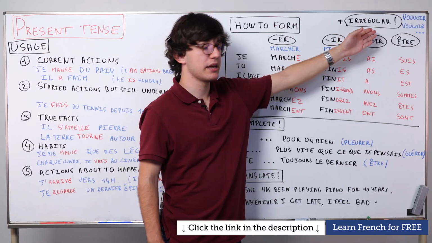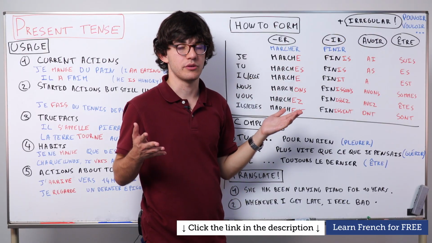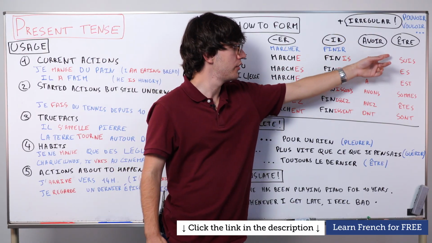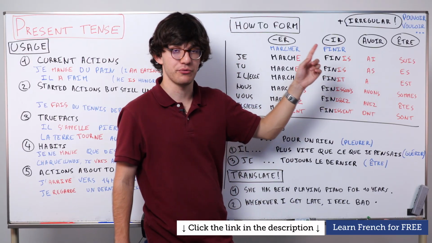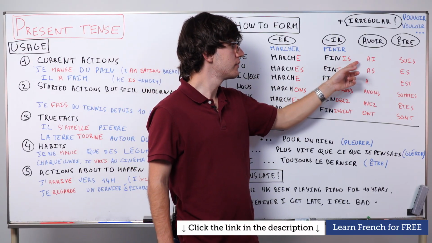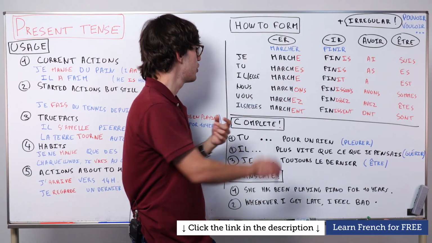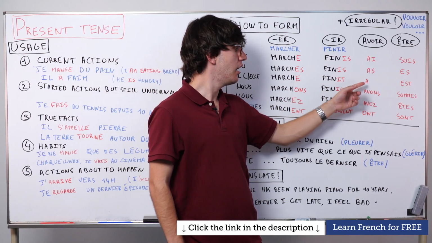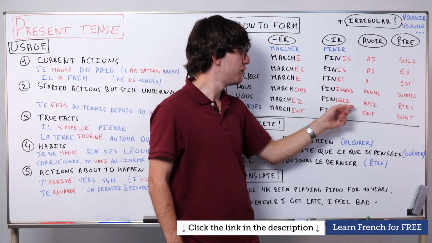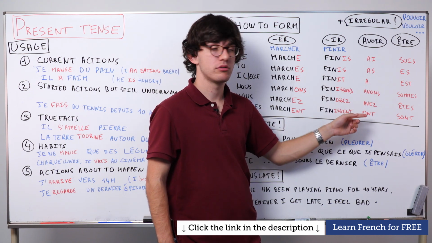I'm not going to explain all the irregularities because otherwise it would be too long. But here are the two auxiliaries and you really need to know them. Here it's for the present: j'ai. Because it's starting with a vowel, you get rid of the e. Then tu as, il a, nous avons, vous avez, ils ont.